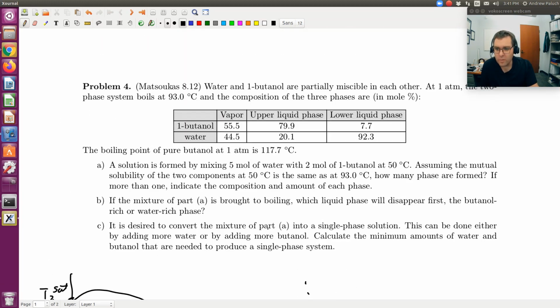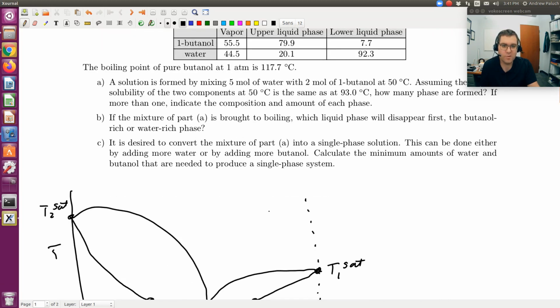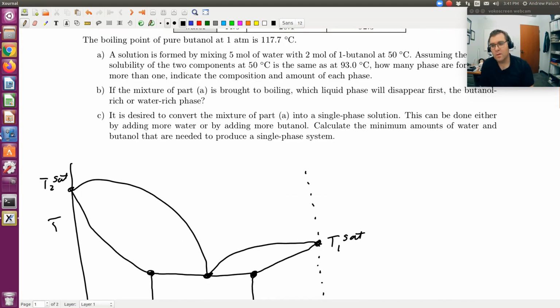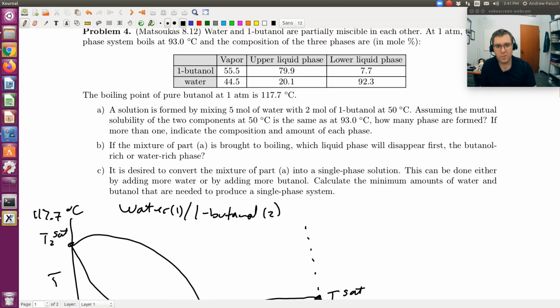We're told the boiling point of pure butanol is 117 degrees C at 1 atm, and I know water is going to be 100 degrees C at 1 atm. Okay, so T2 sat must be 117.7. T1 sat must be 100. So if I'm plotting with respect to the most volatile component, I would have water as component 1 and 1-butanol as component 2.